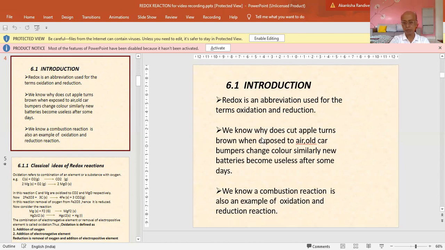Similarly, we know the combustion reaction, that is burning. What is a combustion reaction? Burning, ज्वलन. कोणत्याही पदार्थाचं ज्वलन होणं, ह्याला म्हणायचं combustion reaction. So we know a combustion reaction is an example of oxidation and reduction reaction.